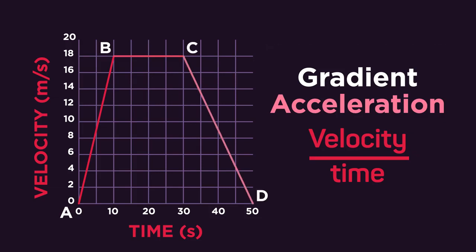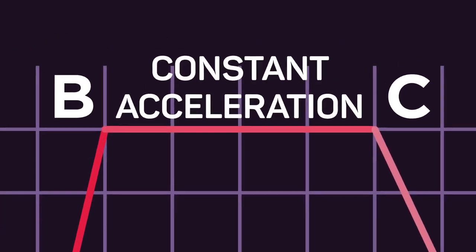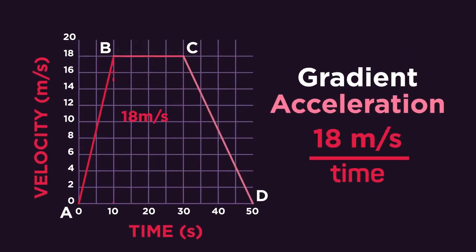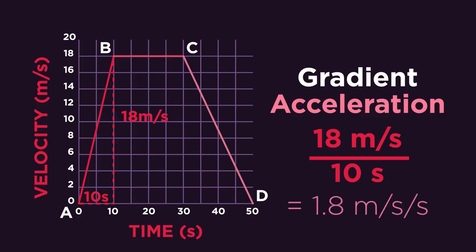We can find the acceleration of an object at any point on a velocity time graph by finding the gradient at that point. A straight line will show a constant acceleration. A change in velocity of 18 meters per second divided by a change in time of 10 seconds gives us an acceleration of 1.8 meters per second squared.